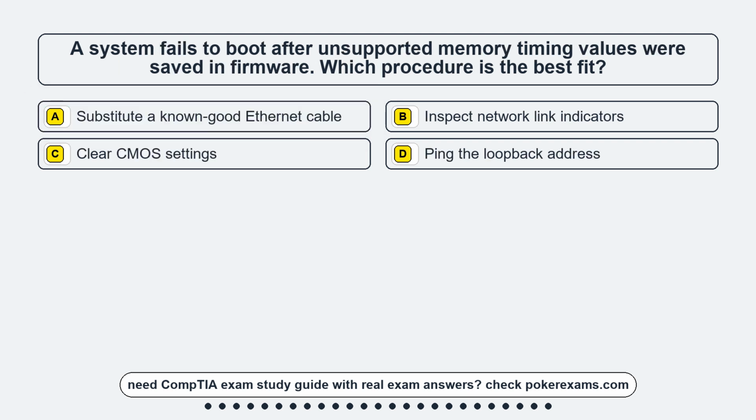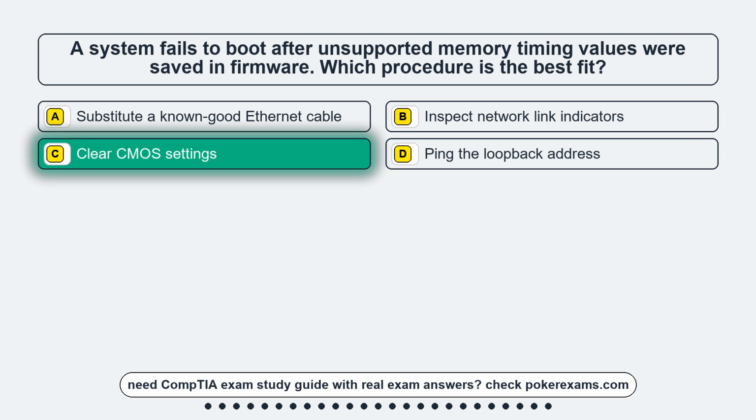Question 5. A system fails to boot after unsupported memory timing values were saved in firmware. Which procedure is the best fit? Option A, substitute a known-good Ethernet cable. Option B, inspect network link indicators. Option C, clear CMOS settings. Option D, ping the loopback address.